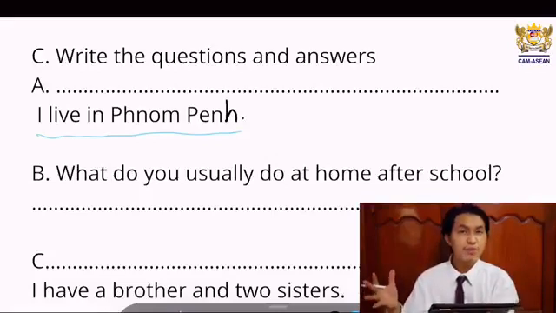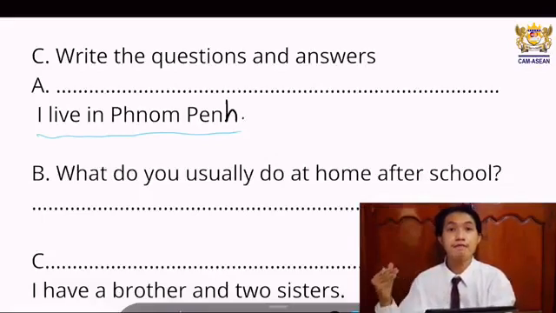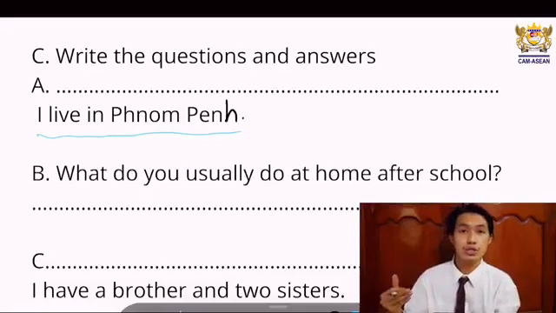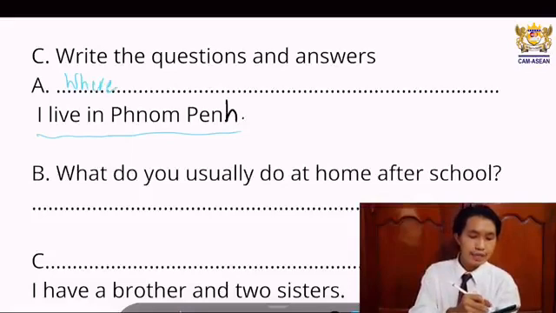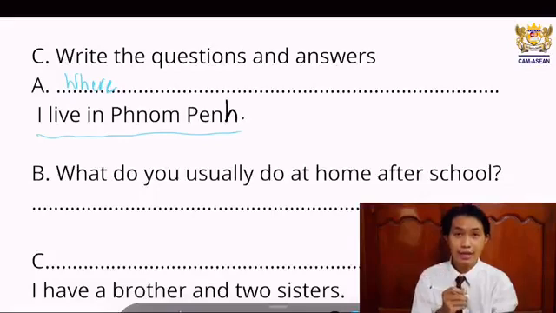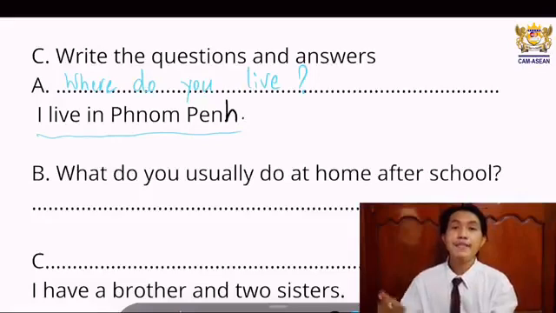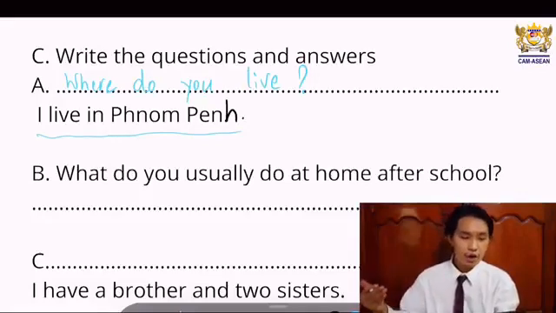So the question starts with what? What should it be? Where? And the sentence structure of the answer is an affirmative form. So we need to start the question with the WH word, right? So it could be where, and then followed by what? Look at our question structure together. Do, and then the subject, you live. See? You use the answer as the key in order to write the question, okay?